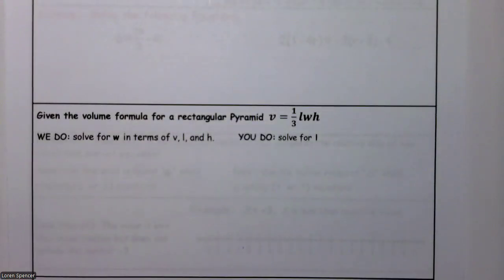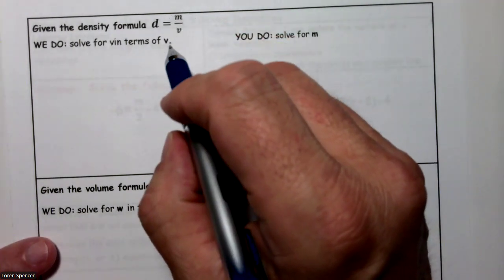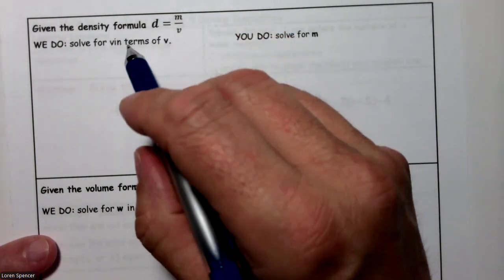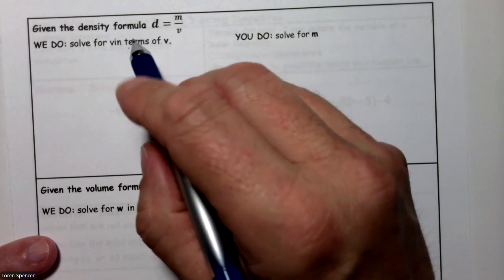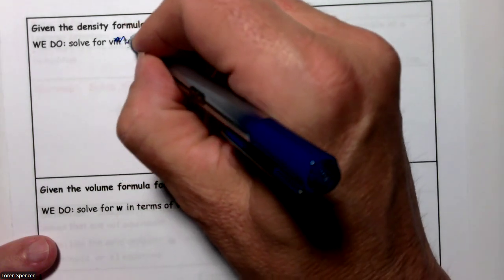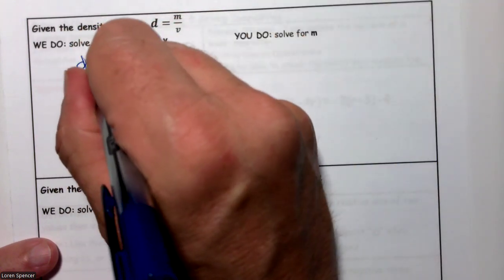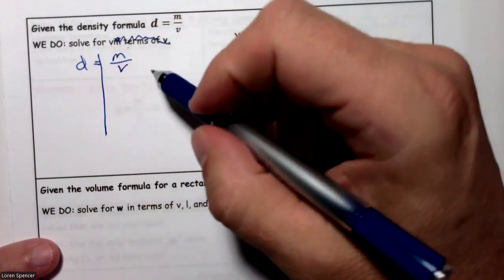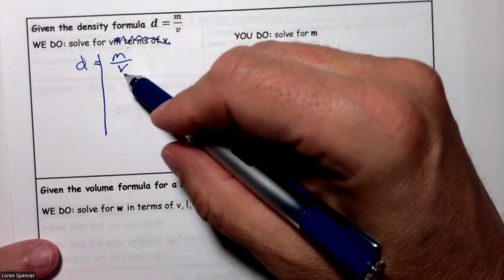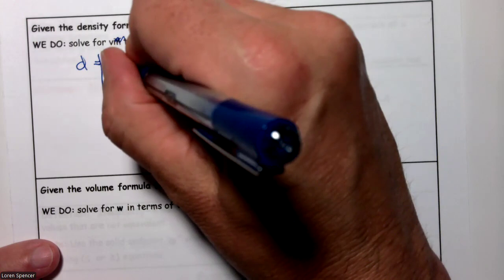Moving on to the next page. It says D equals M over V. Solve for V. All right, we're going to solve for V. This is a typo. I need to get this fixed. But we're going to solve for V. All right. So D equals M over V. Well, it's a fraction. We don't like fractions, but we can fix this by multiplying both sides by V. Because this is dividing by V, so now we're going to multiply by V.